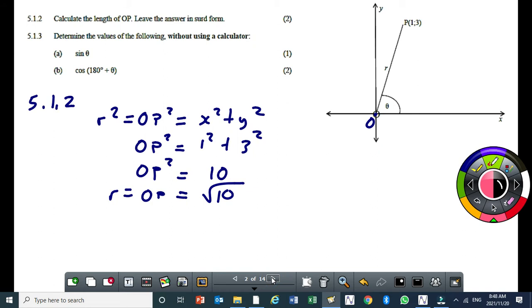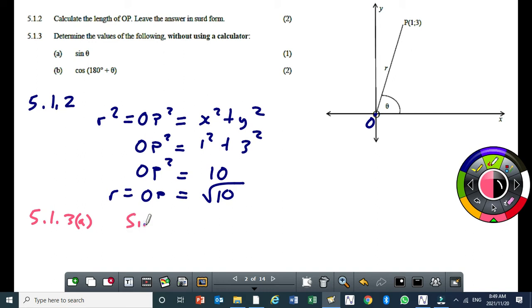Okay, so 5.1.3, it says determine the values of the following without using a calculator. Now, questions like this, you are not supposed to use a calculator. You have to show all your working out. Okay, don't skip any steps. So let's start with 5.1.3a.